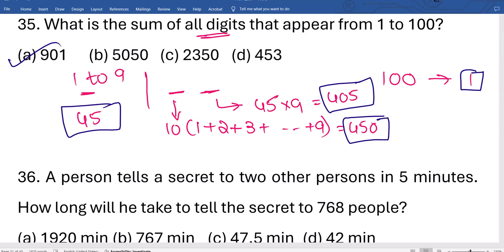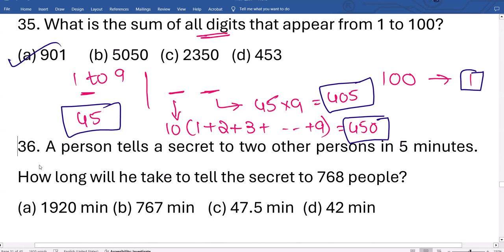Right. Next question, let me see. I believe again many people will make a mistake in the next question. A person tells a secret to two other persons in 5 minutes. Okay, how long? I think this right side will get the answer first. Never will secrets be hidden. Okay, fine. Now, how long will he take to tell the secret to 768 people?